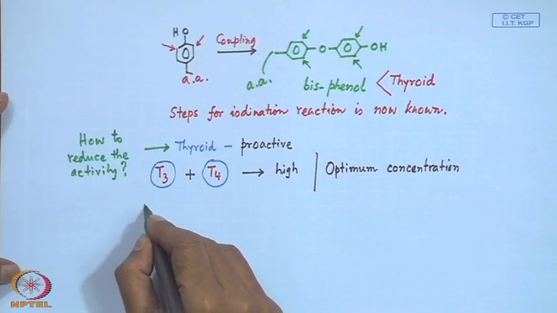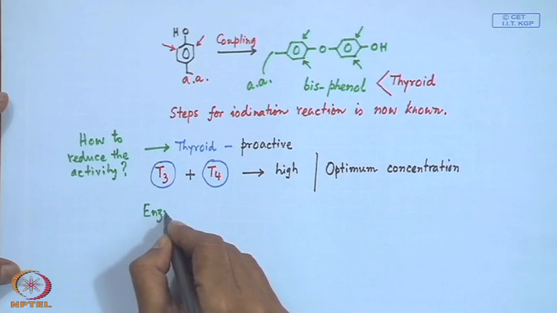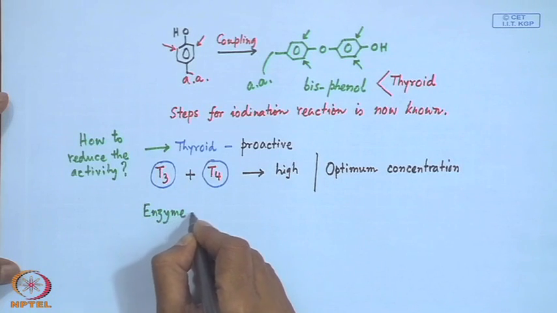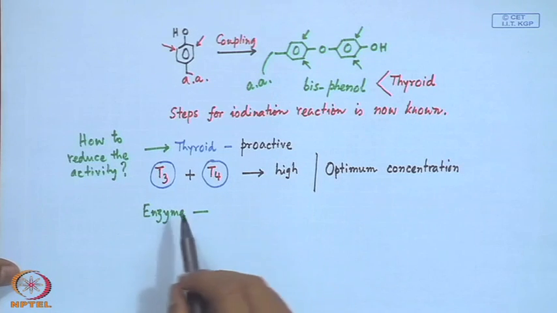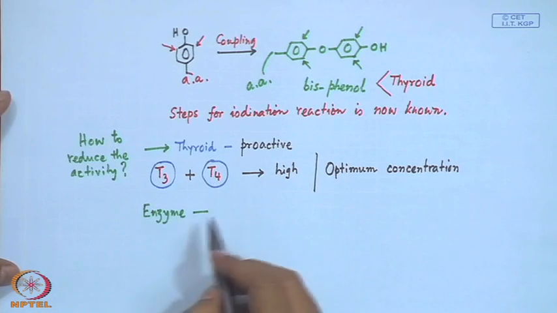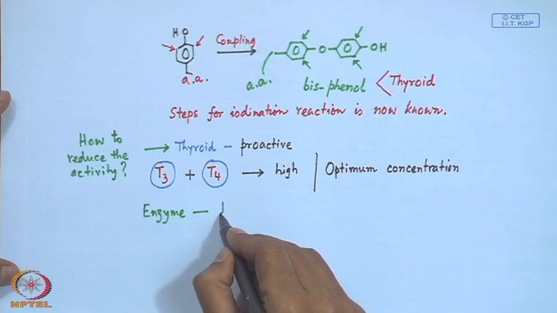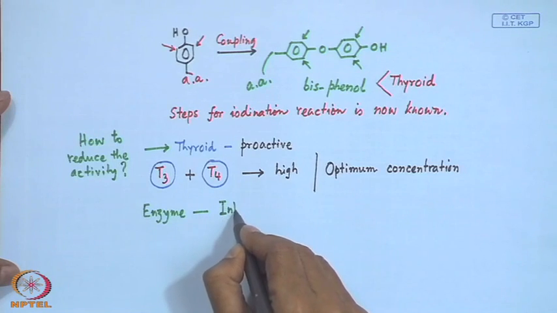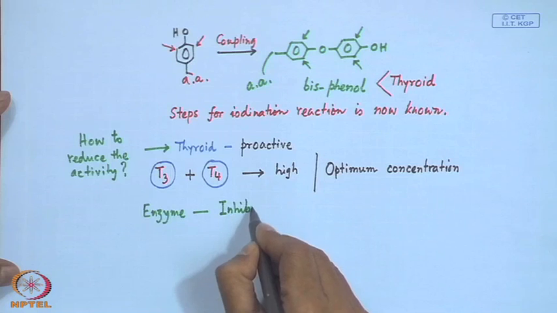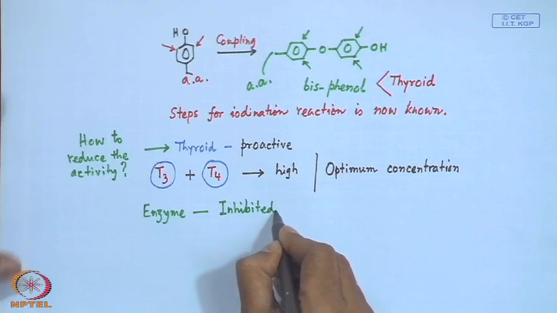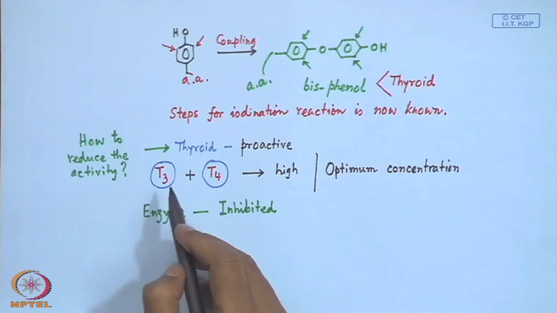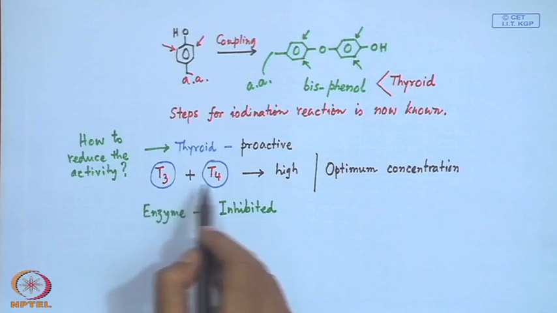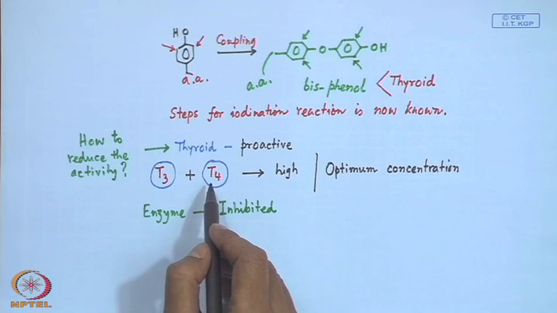That means the enzyme which is available for the production of T3 and T4 molecules should be inhibited. If we can inhibit the enzyme activity, we can reduce the corresponding production of T3 and T4 molecules.